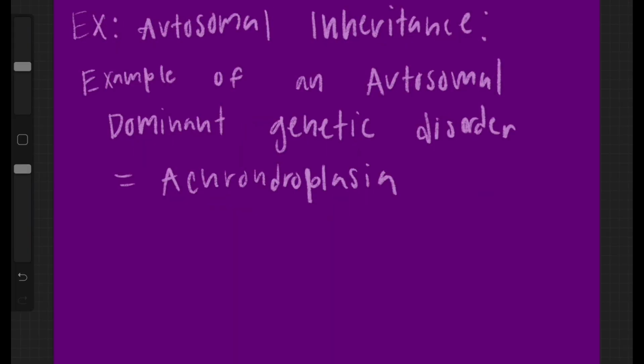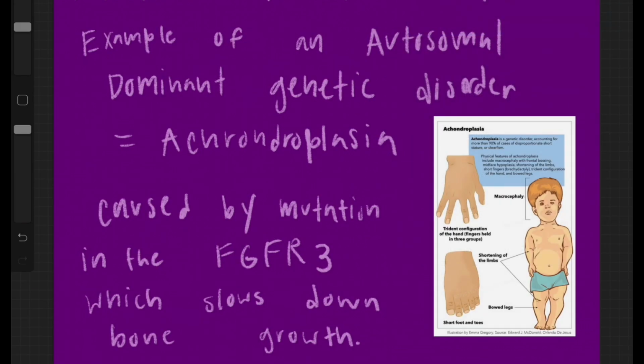Now, let's dive into some examples of autosomal inheritance, which involve genes on the non-sex chromosomes, autosomes. In this autosomal dominant genetic disorder, we have achondroplasia, a genetic condition that causes dwarfism. Achondroplasia is caused by a specific mutation in the FGFR3 gene. This gene normally slows down bone growth, but the mutation causes it to be overactive, which then suppresses bone growth.